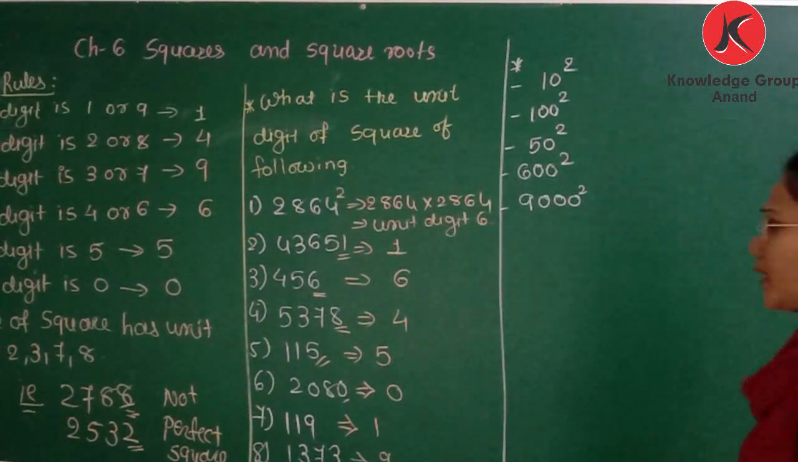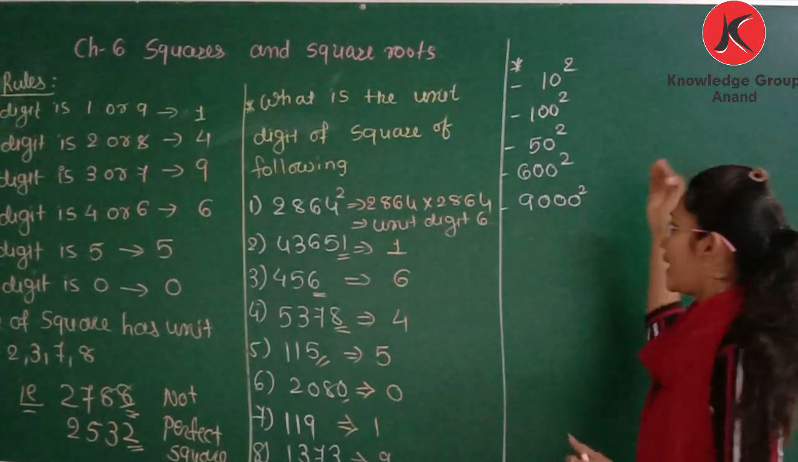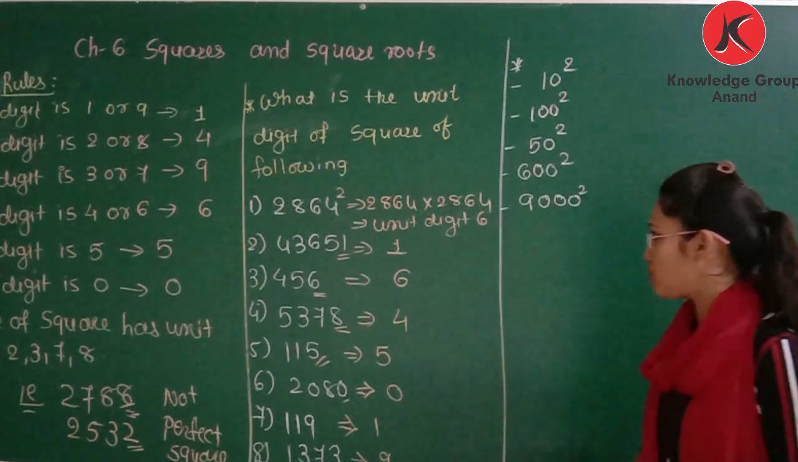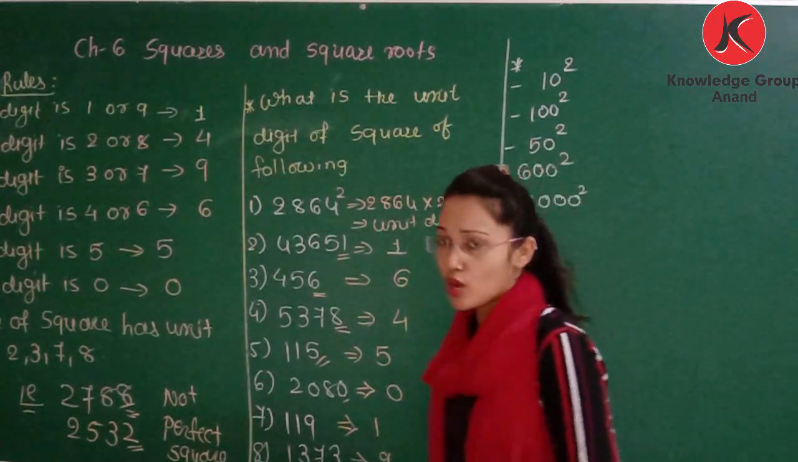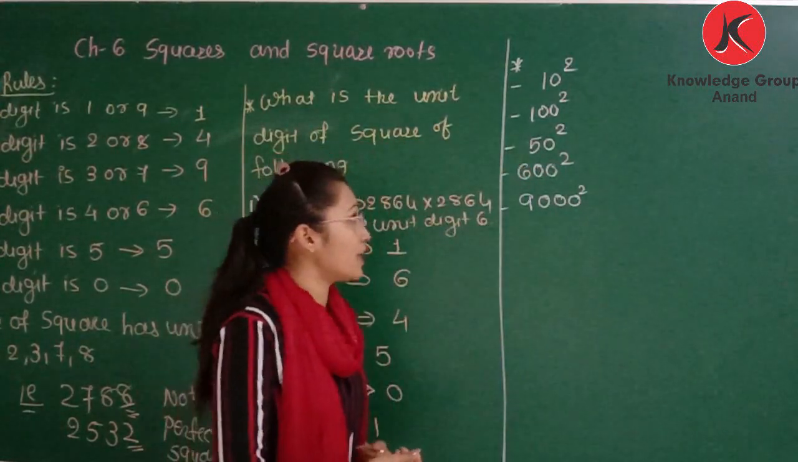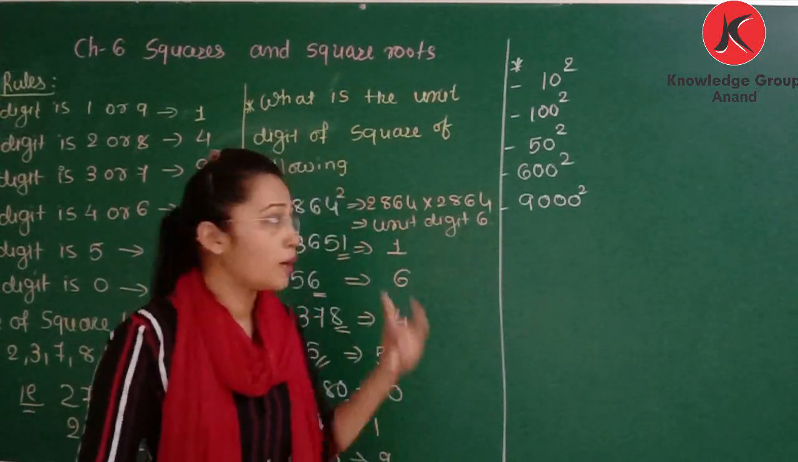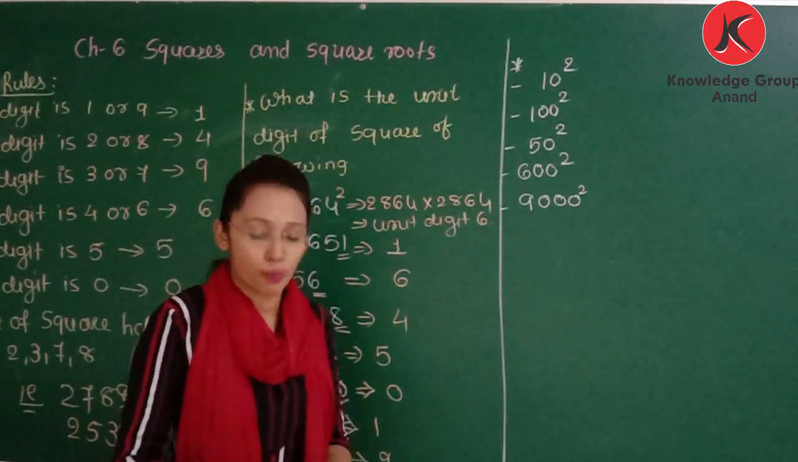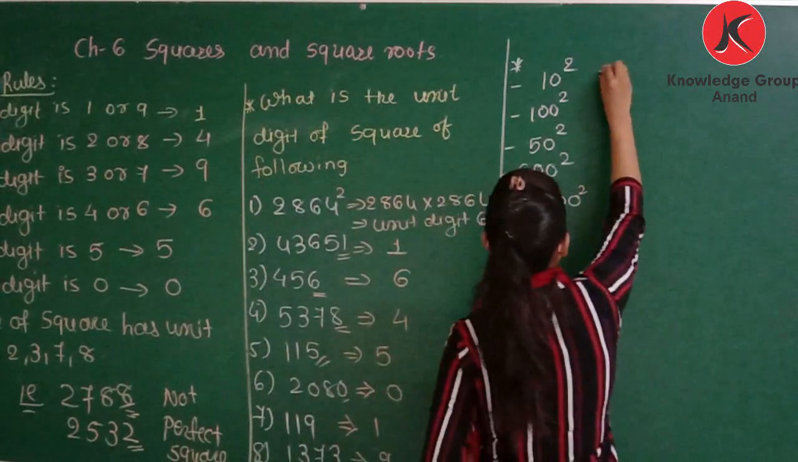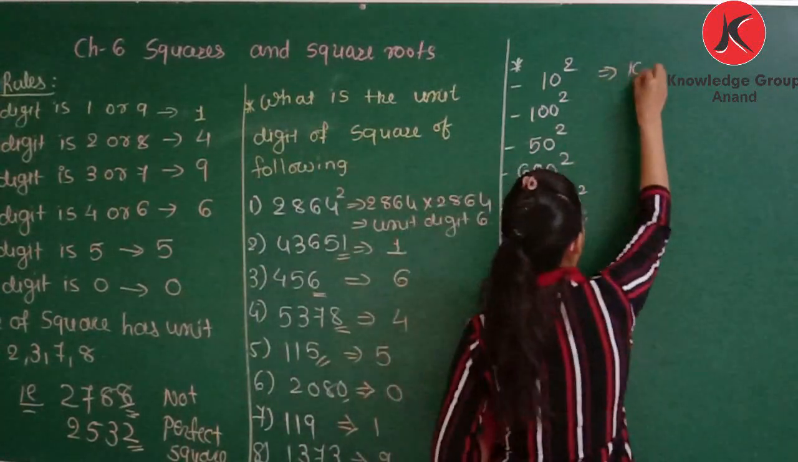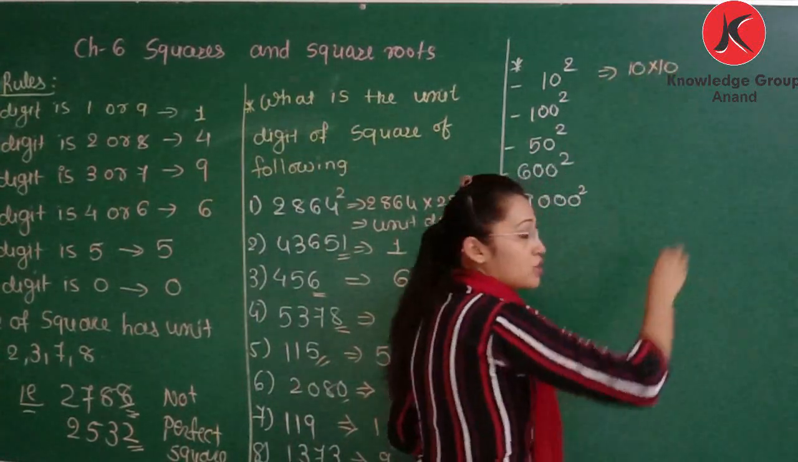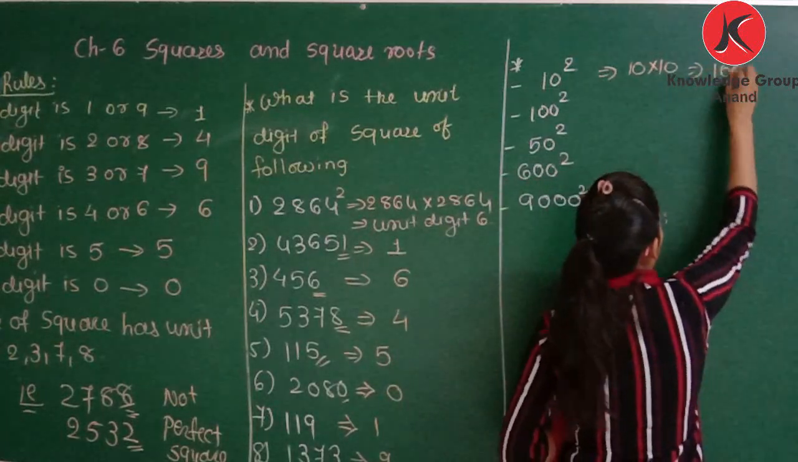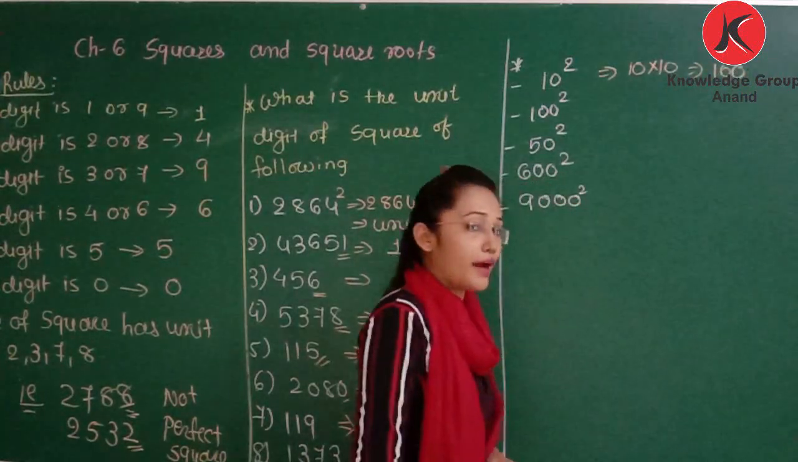Now, also we learn a pattern in 10 square, 100 square, 50 square, 600 square, 9000 square. So if we square the number which has last digit 0, what pattern comes? So here if it is 10 square, then you can write 10 multiply 10. So answer will be 100. Means 10 square is 100.